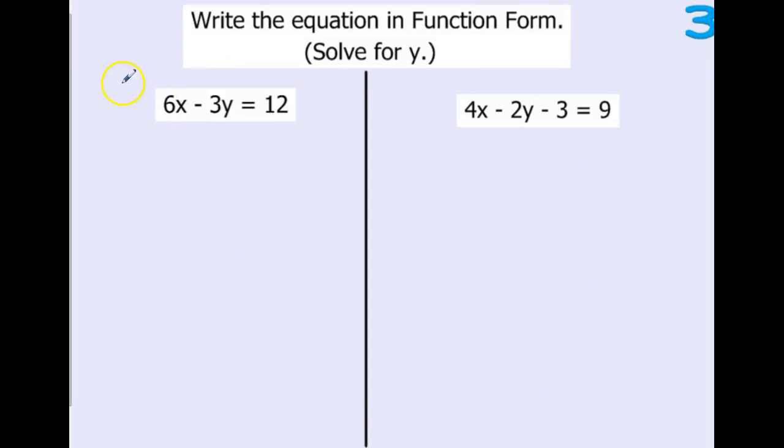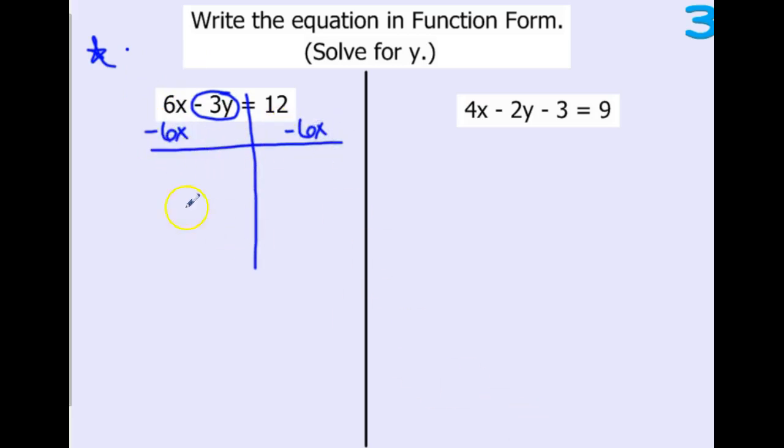Alright, I would like you to try just this one on your own, and then check to see if you got it right. I'm going to draw my line down, leave the y's here. I want to move the x's to the other side, so I'm going to subtract 6x. Draw your line. 6 minus 6 is 0, so there's no x's left. We have negative 3y. Remember to write your x term first, negative 6x, and then plus 12. We can't combine those because one has an x and one doesn't.